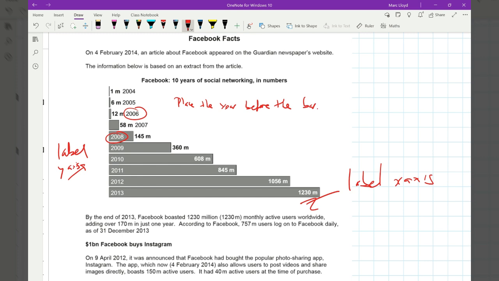We could use a key to indicate what M is. Is M millions? It's not clear, it doesn't say what it is. The bar chart should be to scale. So we've got 12 million here. If we were to make that 100 times bigger, it's not going to get anywhere near that. So draw to scale.